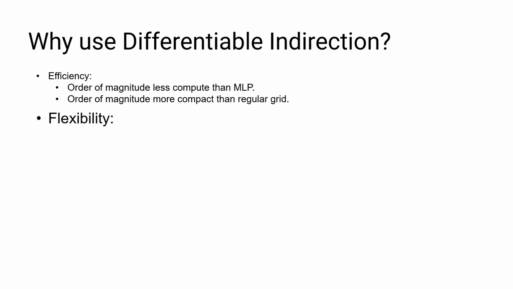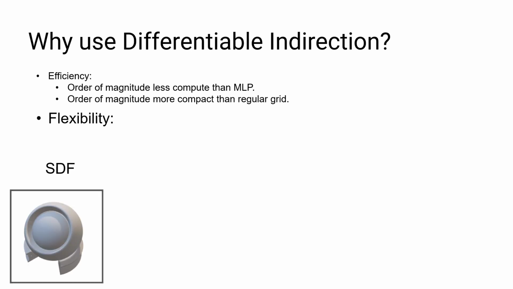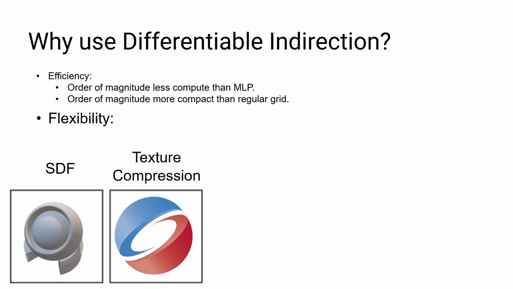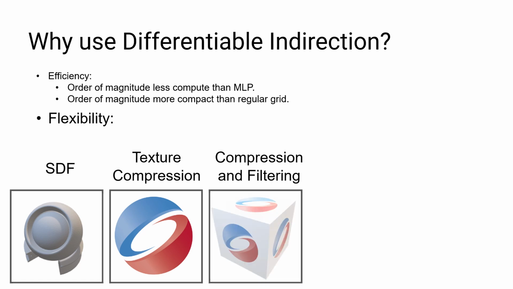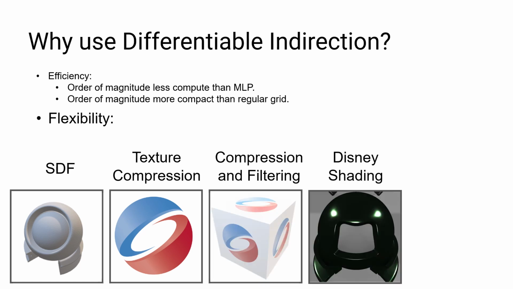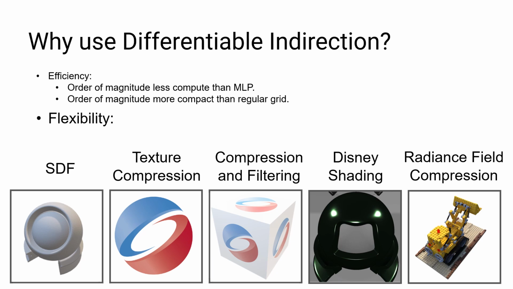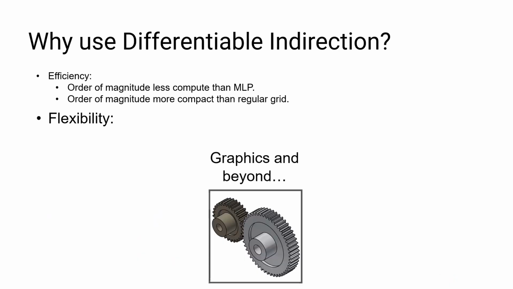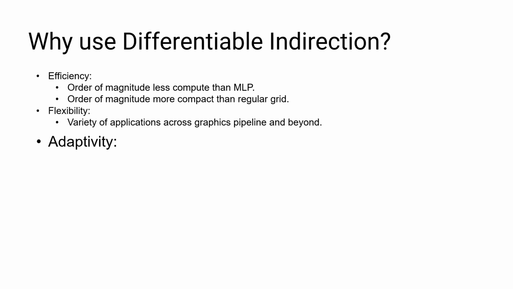Another reason to use differentiable indirection is its flexibility. We may use the technique in a variety of applications such as sign distance field representations, texture compression, texture filtering, complex BRDFs, and for compressing radiance fields. Not only that, but our technique is also very generic and potentially extends to applications beyond graphics.